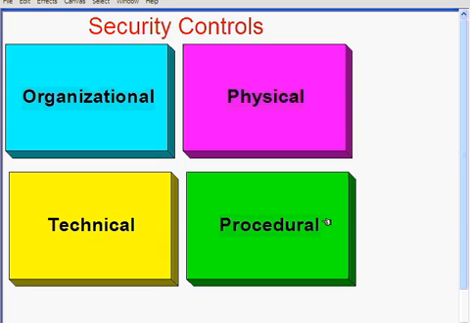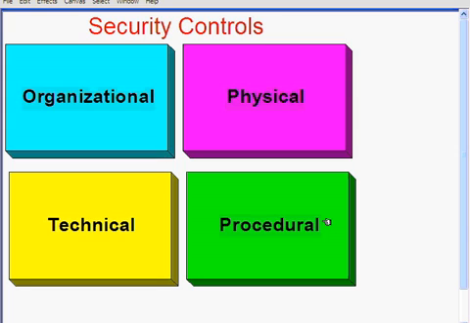Procedural controls, on the other hand, include policies, standards, of course procedures, and general guidelines. This would be change management, release management, configuration management processes, a written security policy. Procedural controls are the defined rules for conducting your day-to-day business activities.